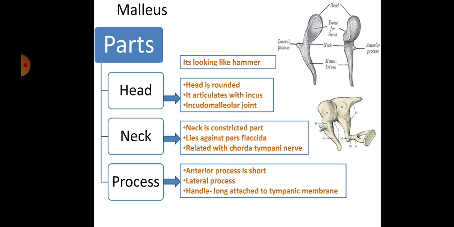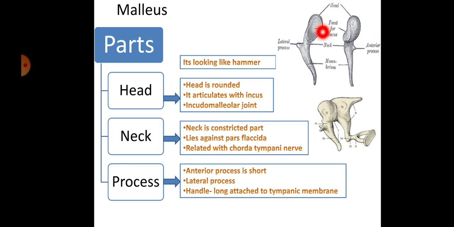This malleus is looking like a hammer. Because of that reason it is known as malleus. It consists of three parts: the head, neck and processes. See, this is the head, this is the neck, and these are the processes, 1, 2, 3 processes it has. First we are going to discuss the head.